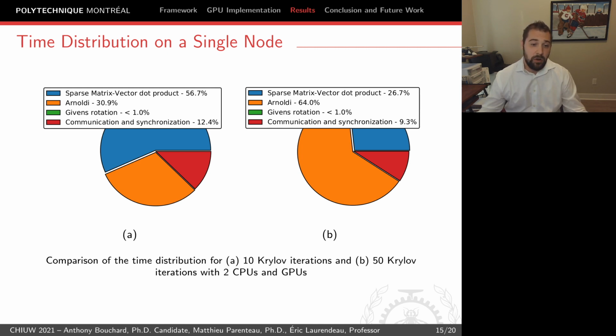This is due to the Arnoldi orthogonalization that needs to loop over all previous iterations every time, as we see here in these pie charts. The relative time spent in the Arnoldi orthogonalization increases as we increase the number of Krylov iterations, from 30% to 64%.